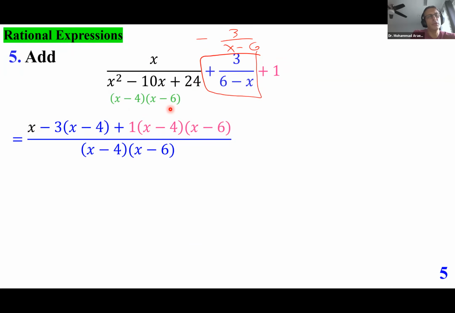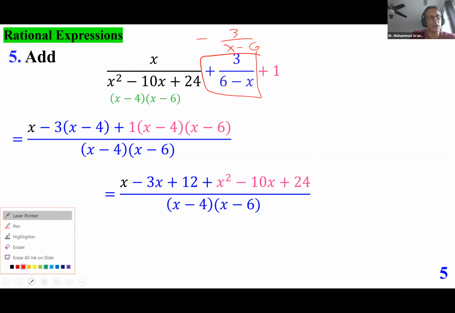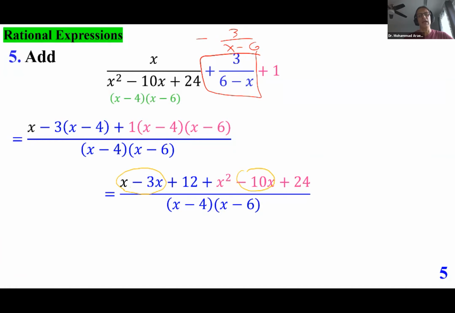We are going to distribute: x minus 3x plus 12 plus, now this one, you remember, is x squared minus 10x plus 24. So we want to put this in descending order and factor if we can. So we have x squared. Let's combine the others that we can. For example, we have x and negative 3x, which is negative 2x, with negative 10x. They give us negative 12x. This is 12, this is 24. They add up to 36.